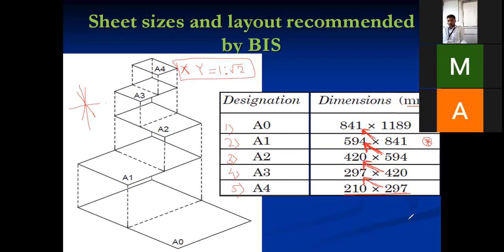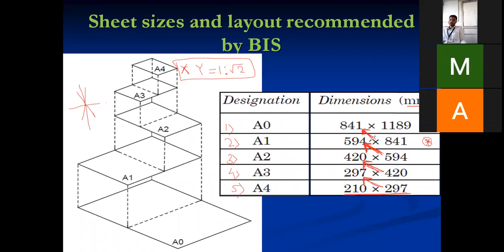Then next, while getting the A2 sheet size, what do we have to do here? 420 as it is we have to take. Then by what factor do we have to multiply it? Root 2, again root 2. We will get 594. Correct. Again this 594 as it is we have to take. Then we have to multiply it by root 2.